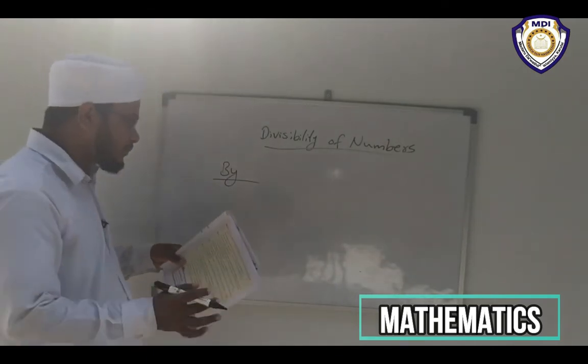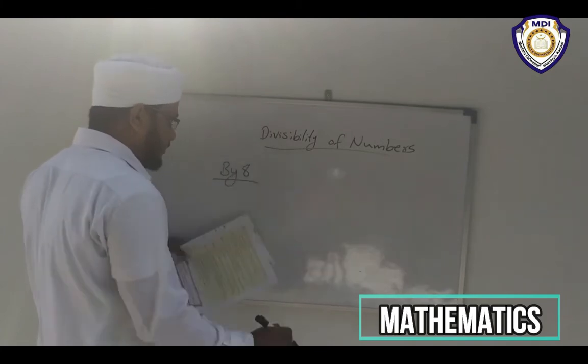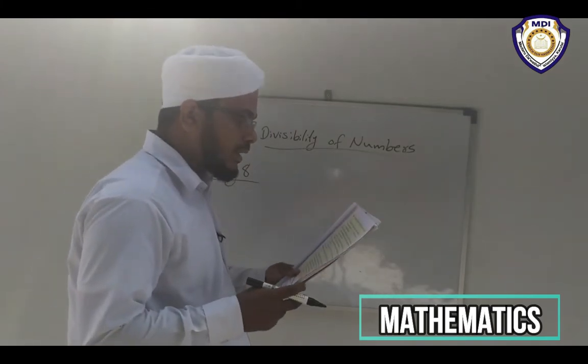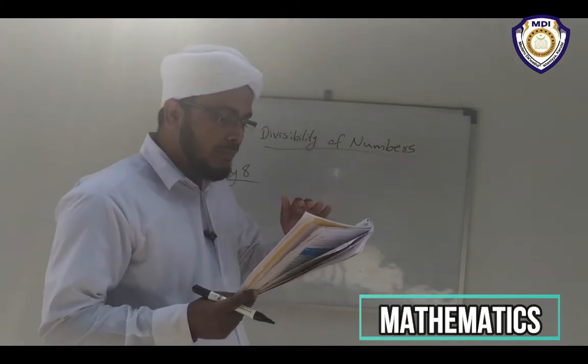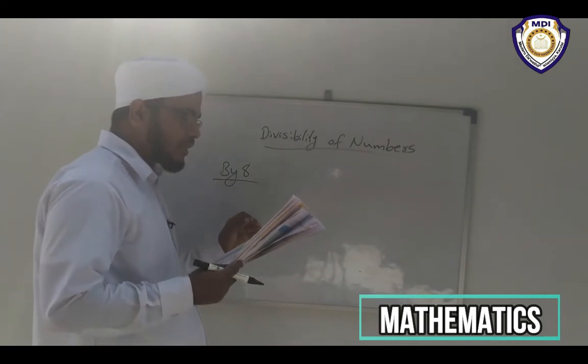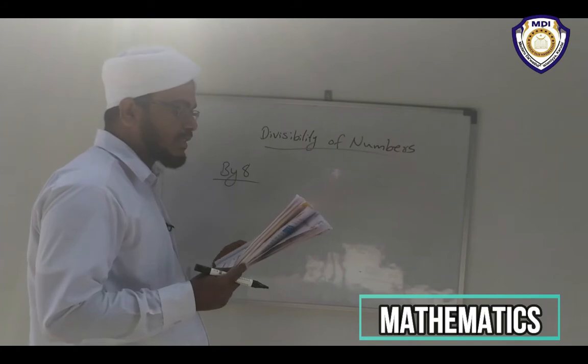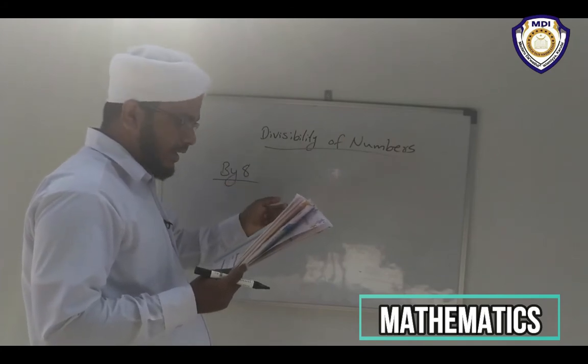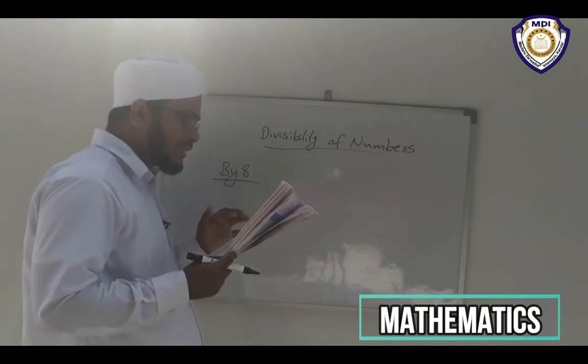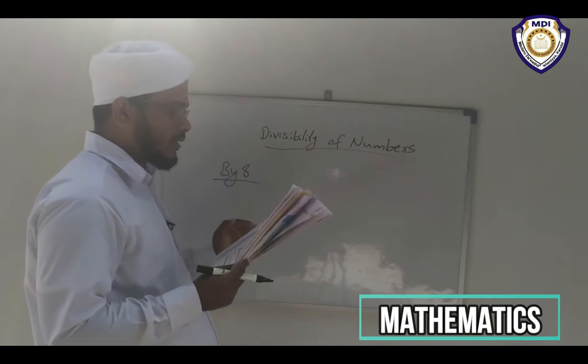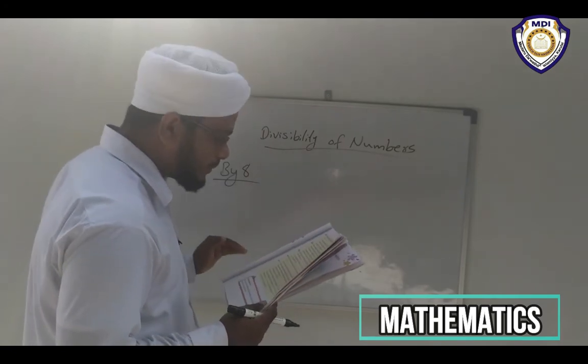Next one, 8. Is it divisible by 8? If the number formed by the last 3 digits of the given number, that is the digits at the hundreds, tens and ones place, is divisible by 8, then the number is divisible by 8. For example, okay.